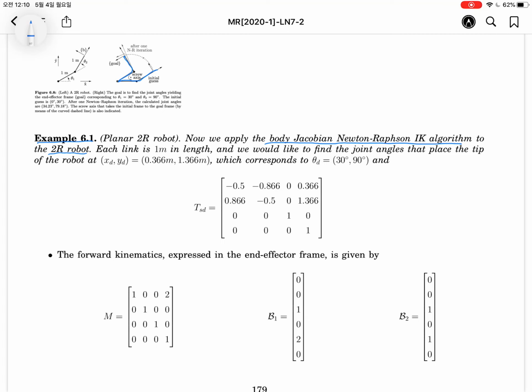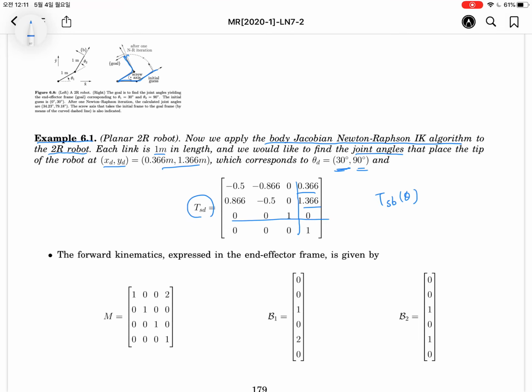Now we apply the body Jacobian Newton-Raphson IK algorithm to the 2R robot. Each link has 1 meter in length. We would like to find the joint angles that place the tip of the robot here. It corresponds to 30 and 90 degrees for each joint. Using this data, we can determine the TSD, the final position and orientation. Okay, TSD is given.